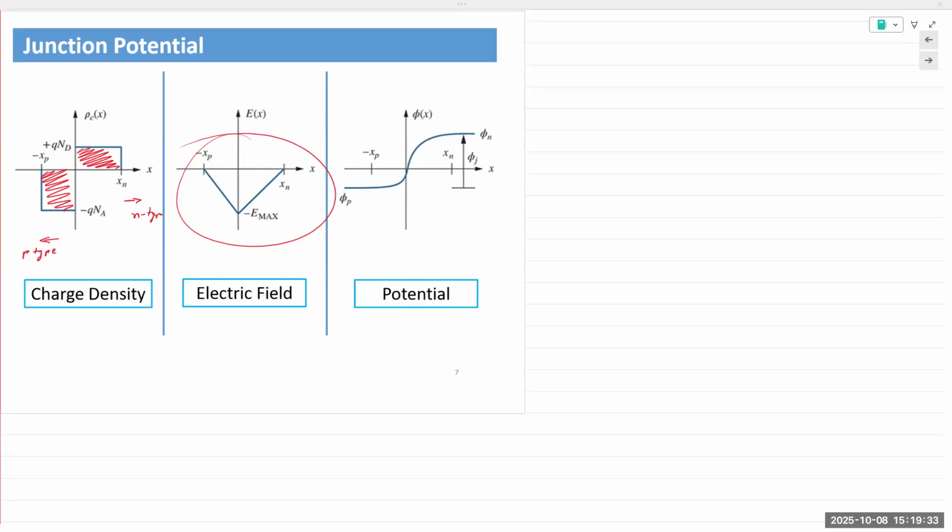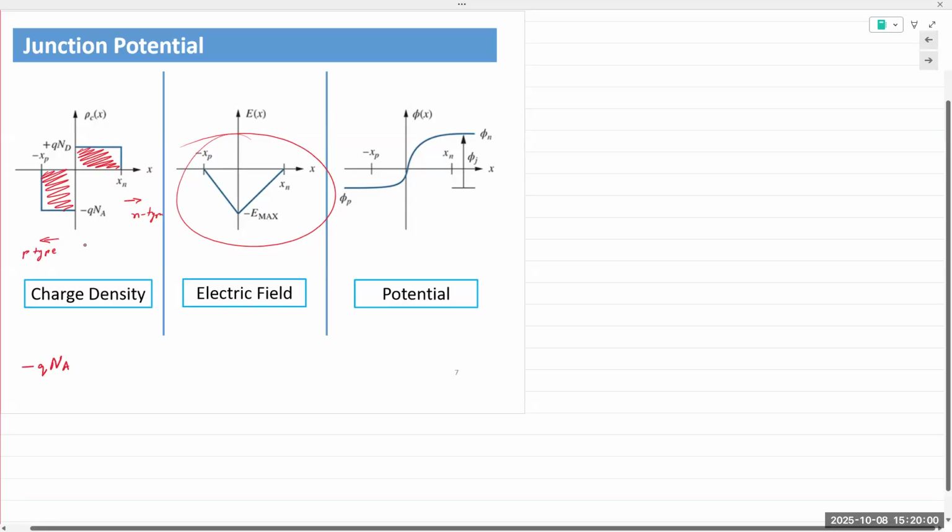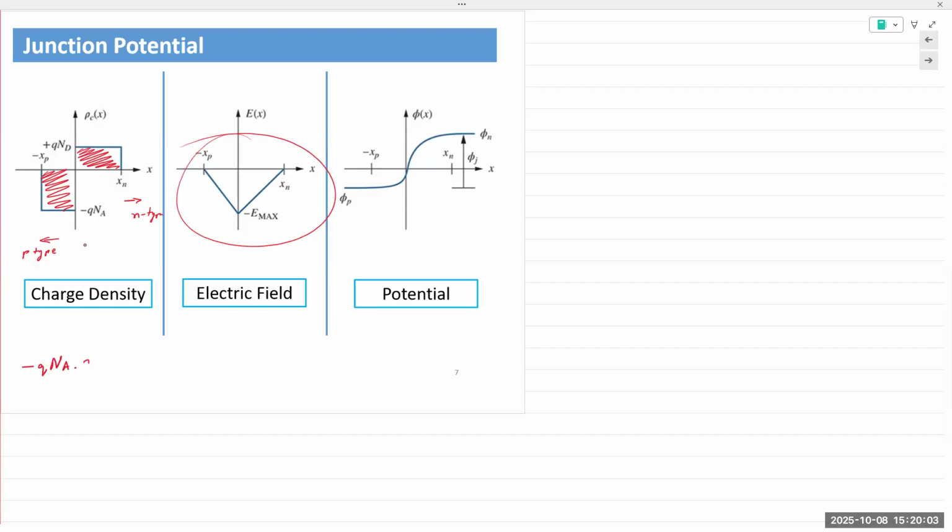So there is a space charge region, with charges appearing on both sides. Important to remember, because of the disparity in the doping, the number of electrons and the number of holes is not the same. However, the total charge that is established is going to remain the same. So if you add this up, we get minus q N_A times the distance it diffuses into the p-type material. That is going to equal the number of charges in the n-type material.